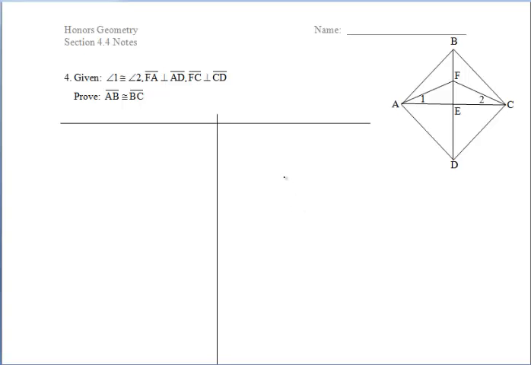For the third and final video on section 4.4, I would like you to try out numbers 4 and 5 on your own. So please pause the video, work through the proofs, and once you're ready to compare your answers with mine, please hit play.